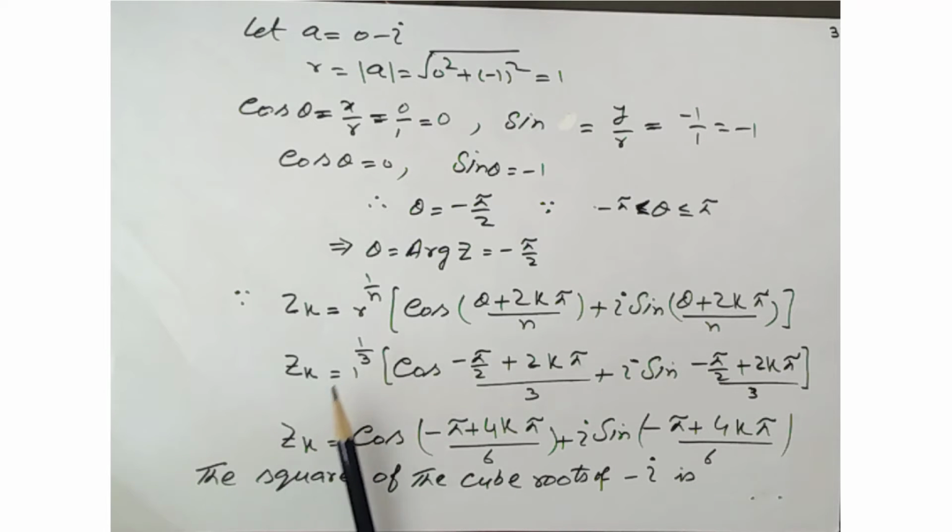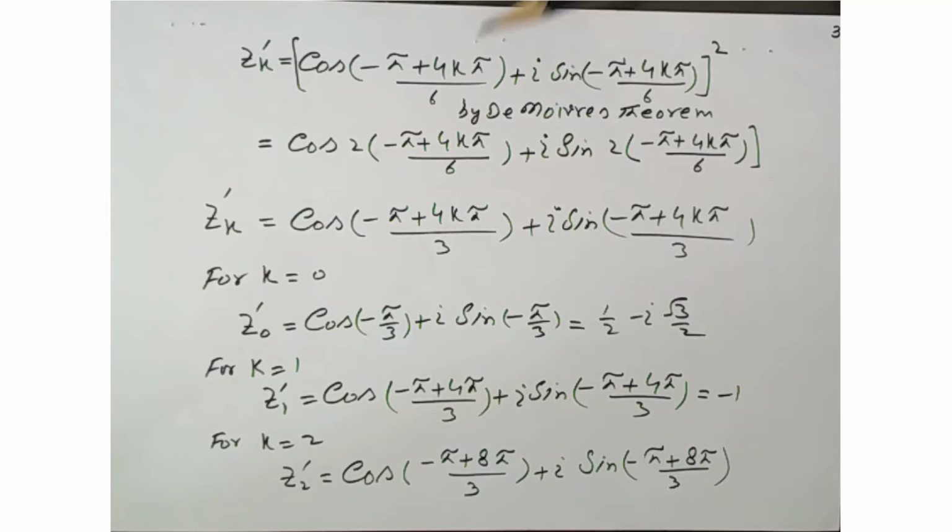So here first we put the value of r, that is 1. We are finding the cube roots, so the value of n is 3. Here we put n equal to 3, and also here we put n equal to 3. So zk equals cos of (minus pi plus 4k pi) over 6, after simplification, plus iota sine of (minus pi plus 4k pi) by 6. Now the cube roots of minus iota are zk dash, cos of (minus pi plus 4k pi) divided by 6 plus iota sine of (minus pi plus 4k pi) by 6, raised to power 2.